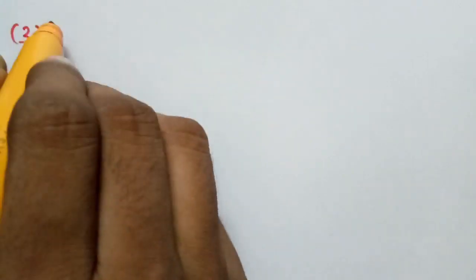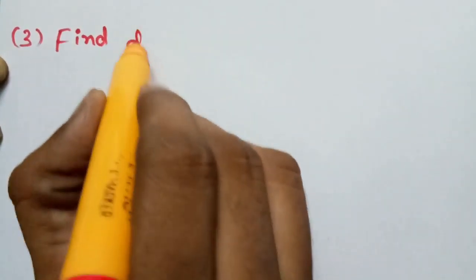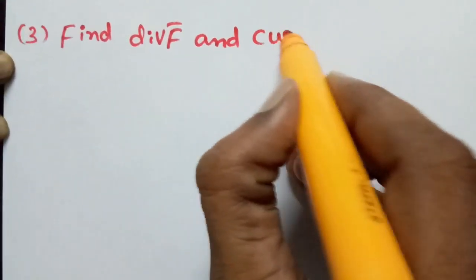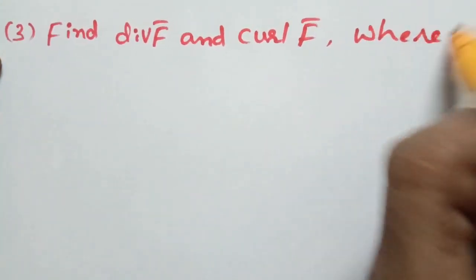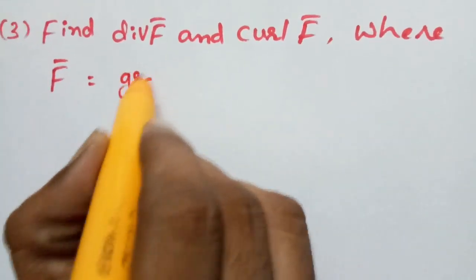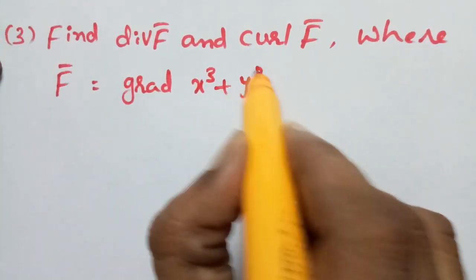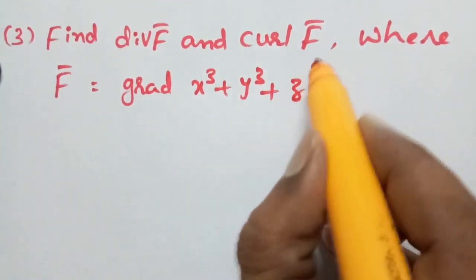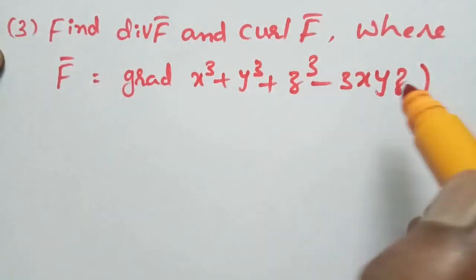Now next, problem number 3. Find div F bar and curl F bar where F bar is equal to grad of x cube plus y cube plus z cube minus 3xyz.